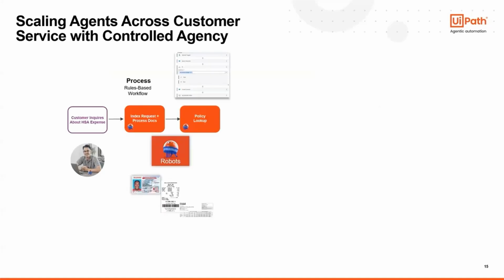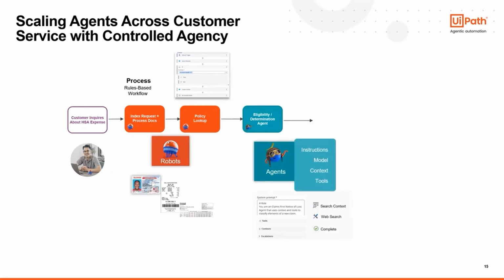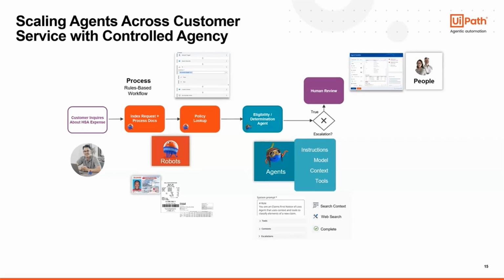To round out for a summary, we talked about HSA claims. We had a customer inquire about the expense eligibility for their given plan. We had automations or robots indexing and processing the emails and the documents corresponding to that inquiry. We took that information from the automations, structured it, and handed it over to an agent to determine whether or not that expense listed in the email was eligible under their plan.